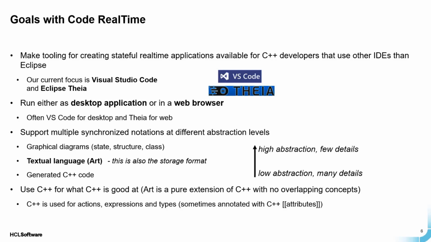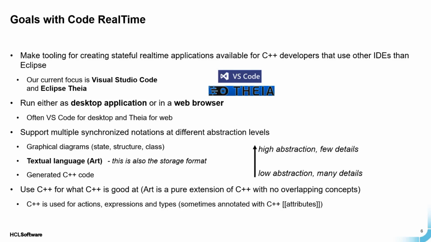And when we designed Art, we wanted to really separate that level from the C++ code. So we didn't want to have any duplication at all. So that if you know C++, then you know most things in this tool. And then you only need to learn those few concepts that Art provides, for which C++ doesn't have any similar concept, like state machine or protocol or event.